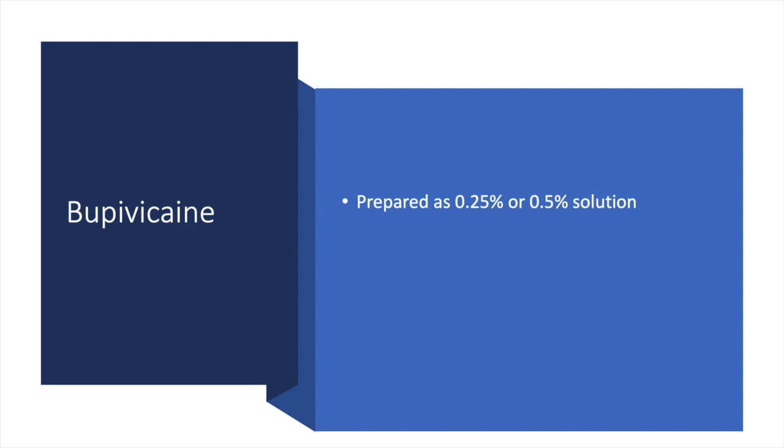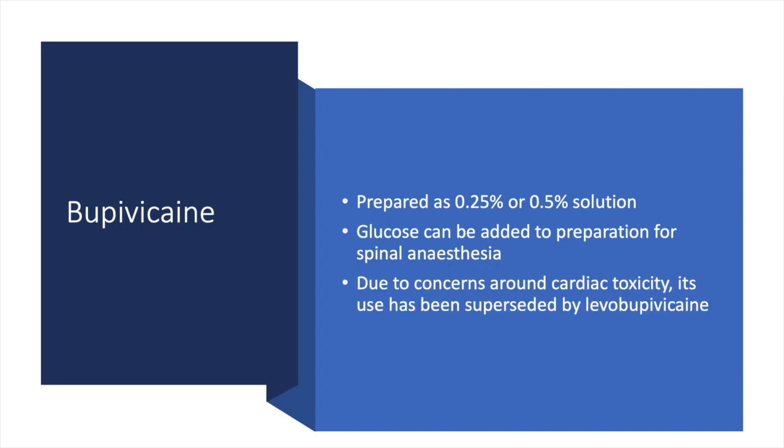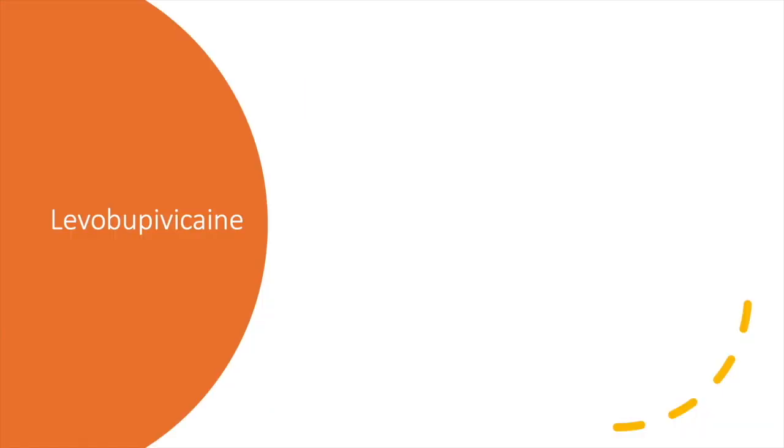Glucose can be added to prepare it for spinal anaesthesia, but due to concerns around cardiac toxicity, its use has more or less been superseded by levobupivacaine. So talking about levobupivacaine, it's an S enantiomer of bupivacaine, whereas bupivacaine is a racemic mixture, so it has the R enantiomer as well.